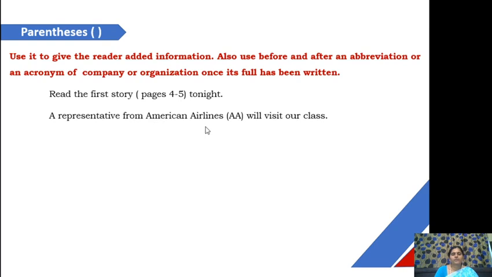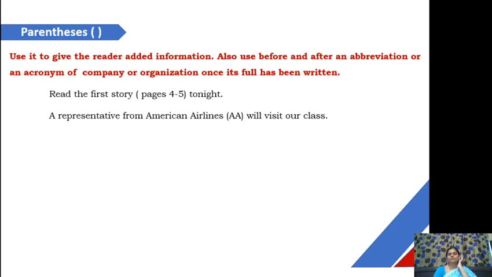A representative from American Airlines (AA). This is an abbreviation. When you are giving the abbreviation of the full form, we keep that abbreviation in brackets. So these are the two uses of parenthesis.